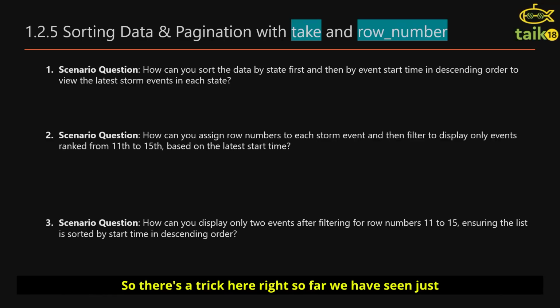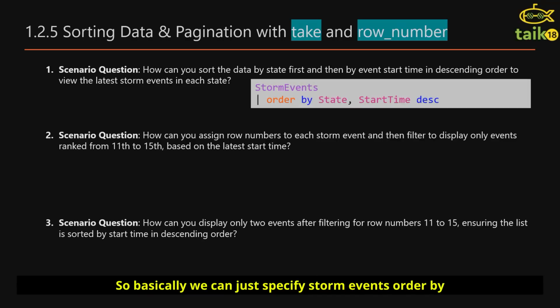So far we have seen just one particular sorting, but here we have multiple column sortings. So in that case, how can we do that? Basically we can just specify StormEvents, order by state, start time, descending order. So this is basically showing up this information.